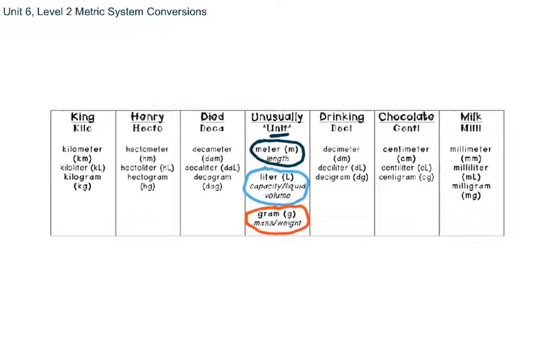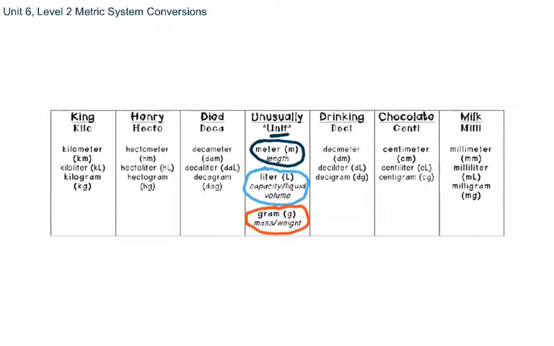Now you're probably looking at this chart going, why does it say King Henry died unusually drinking chocolate milk? Well, the nice part about the metric system is that the conversions are the same if you're dealing with length, capacity, or mass. So unlike customary, we have to know that there are 4 quarts in a gallon, but there's only 2 pints in 1 quart, and there's 8 fluid ounces in 1 cup.